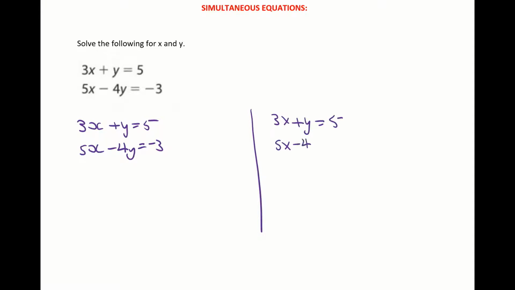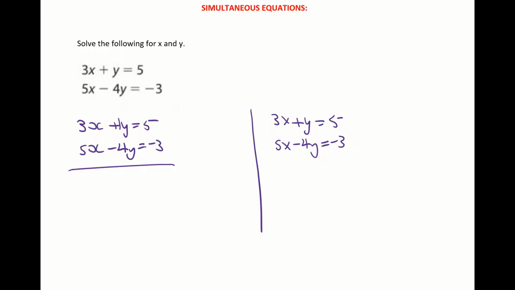The aim of the game here is on one side we're going to cancel out the x's, and on the other side we're going to cancel out the y's. On the left hand side here I'm going to cancel, say, the y's. Doesn't matter which one you start with, I'm going to start with the y. You have to get both of the y's to be the same number, so the number in front of the y must be the same. I'm going to put a 1 in front of my y because I know that y stands for 1y.